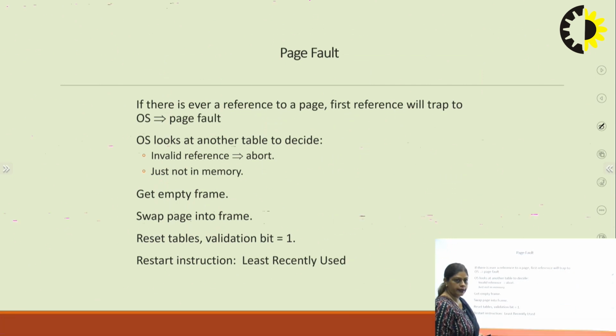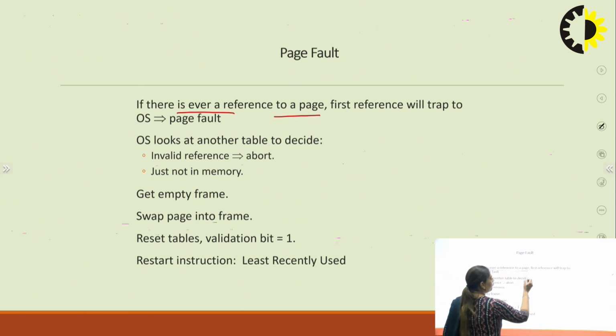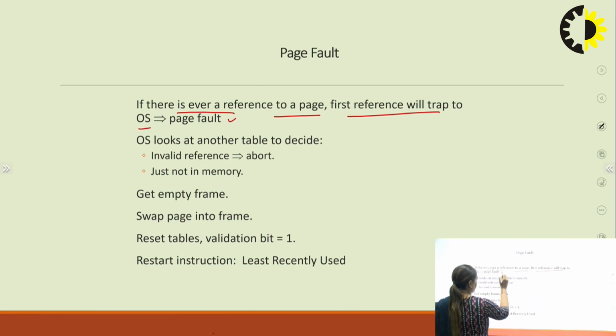Now, what is a page fault? If there is ever a reference to a page, the first reference will trap to the OS, that is called a page fault, right? When a page is required and it is not present in the physical memory, then you have to tell the OS that we are requiring one page from the memory. That is called a page fault. This is a page fault.